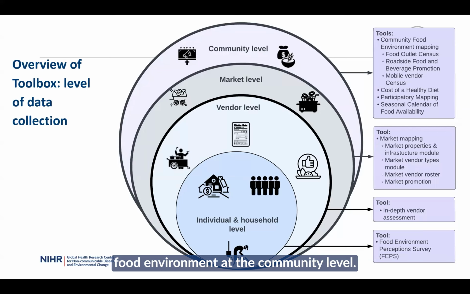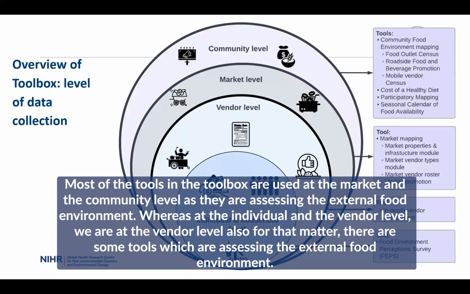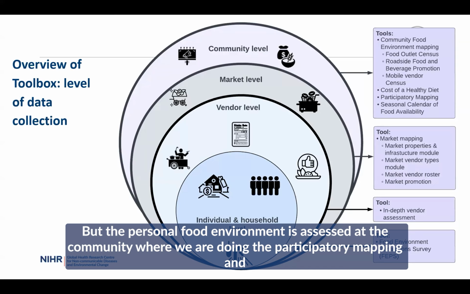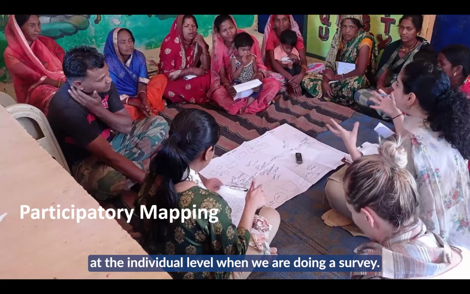So this toolbox is a set of 7 tools, and these 7 tools are administered at various levels: at the individual level, at the vendor level, at the market level, and at the community level. Most of the tools in the toolbox are used at the market and the community level as they are assessing the external food environment. At the vendor level also, there are some tools which are assessing the external food environment, but the personal food environment is assessed at the community where we are doing the participatory mapping and at the individual level when we are doing a survey. Now, I'll take you through some of these tools.